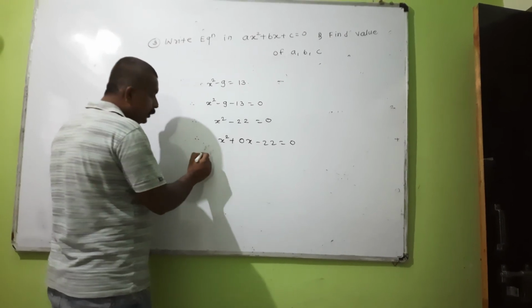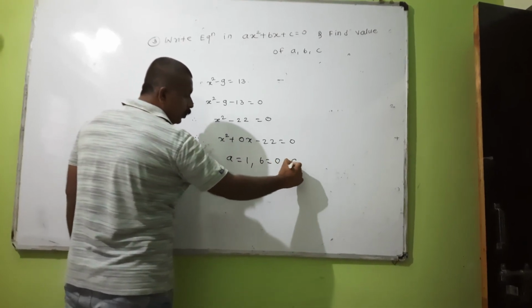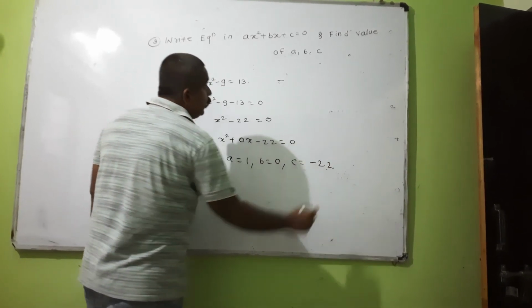Okay? The result will not change. So what is the value of A? 1. What is the value of B? 0. And C is minus 22.